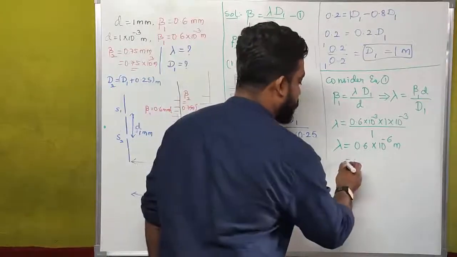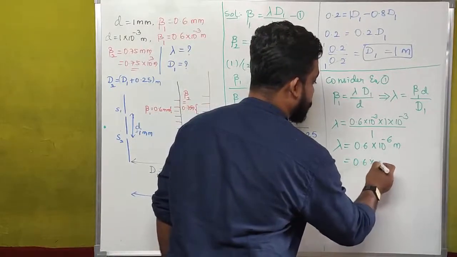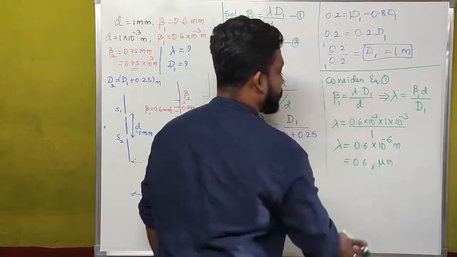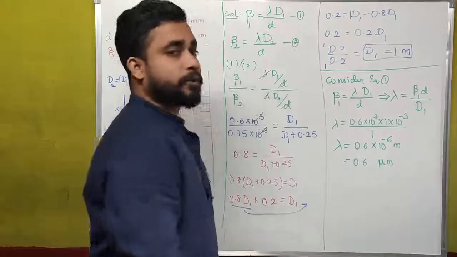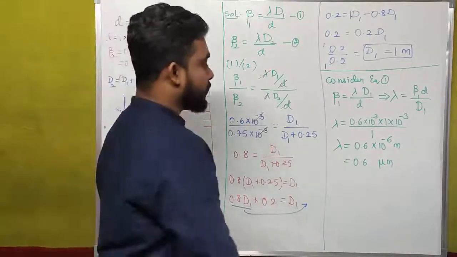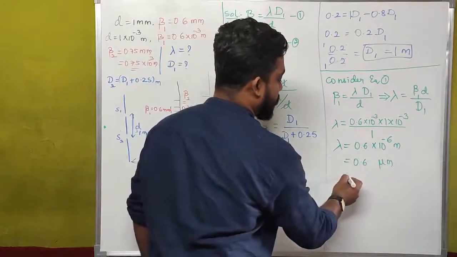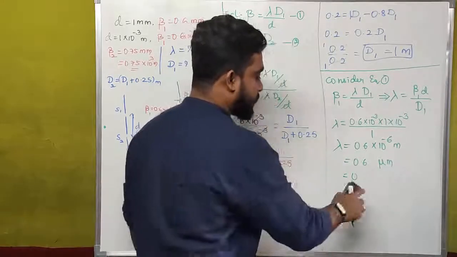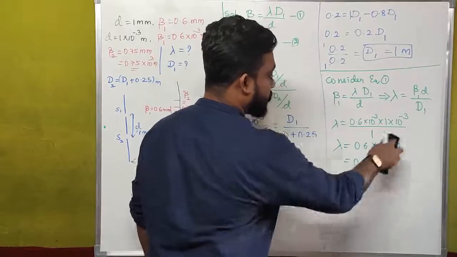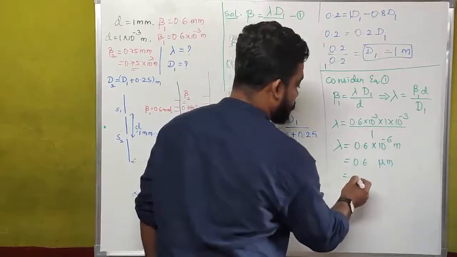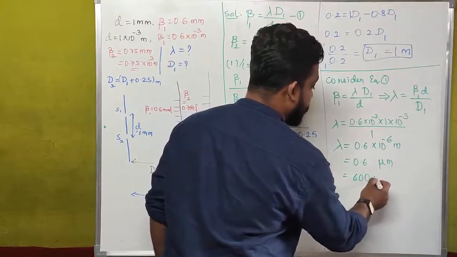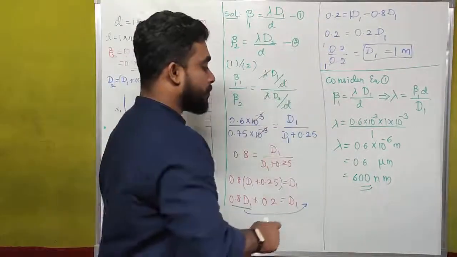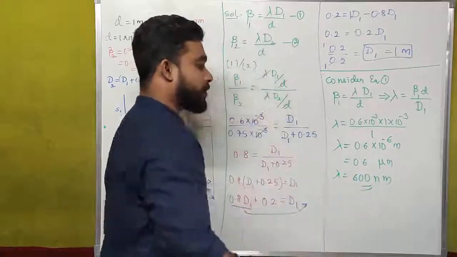We can also call this 0.6 micrometer. We can call 10 to the power of minus 6 as micro, that is 0.6 micrometer. Or also, if we shift 3 points to the right side, then it will become 600 nanometer. Nano means how much? That is 10 to the power of minus 9. This is the wavelength of the wave.